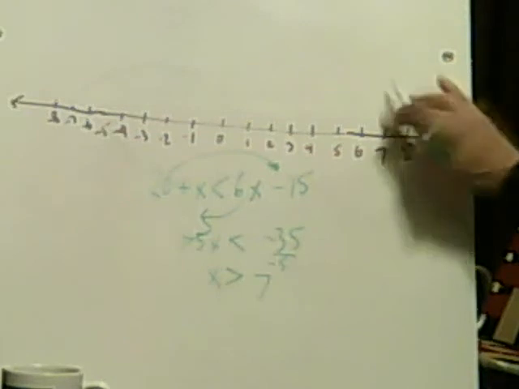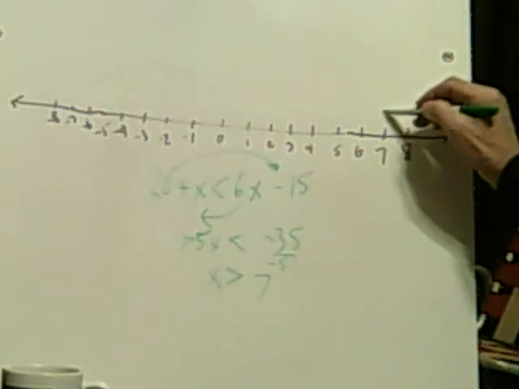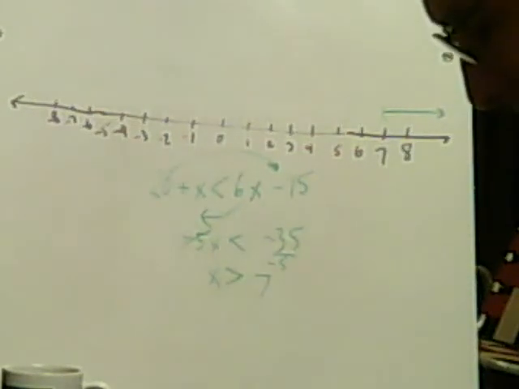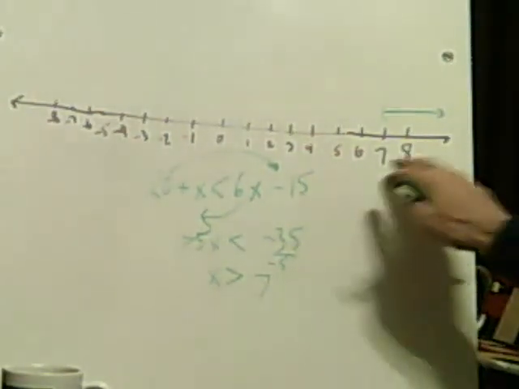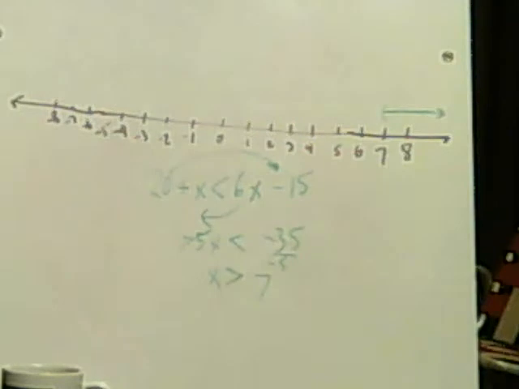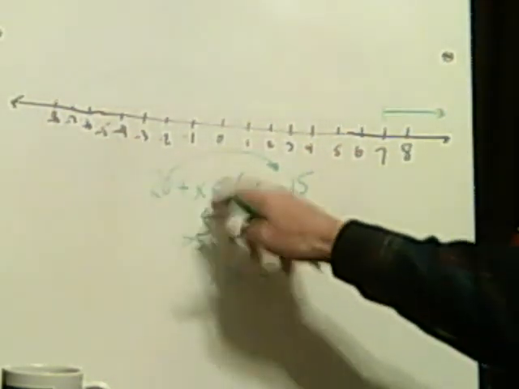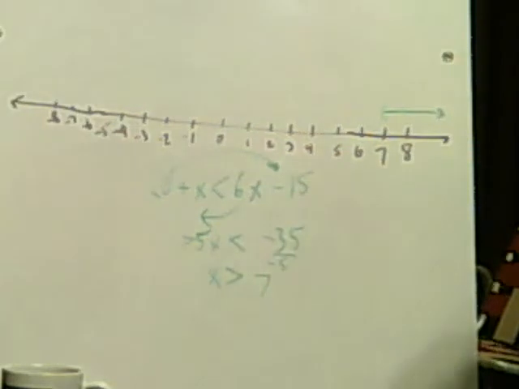It's going to look like this. Oh, I'm sorry. It's going to be the parentheses, because that's open on that side. And you could put in a number here if you wanted to test it out. You could put in 8 just to make sure that it was part of this set. 28 is less than 48 minus 15. 48 minus 15 is 23. Oh. Let's check that out.